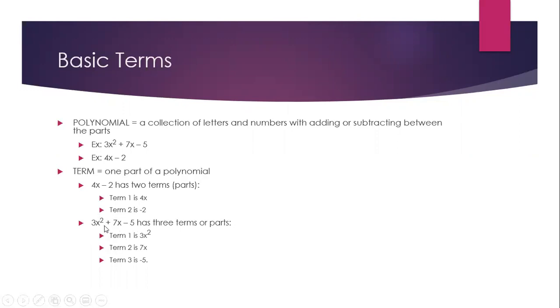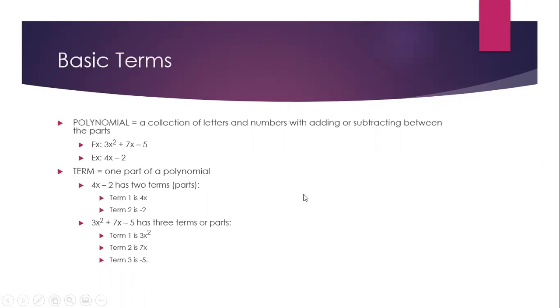All right, so 3x squared plus 7x minus 5 is split into three parts. The first part is 3x squared. The second part is plus 7x. The last part is a minus 5, or a negative 5. There are three parts. 1, 2, 3. See how I'm splitting it up?